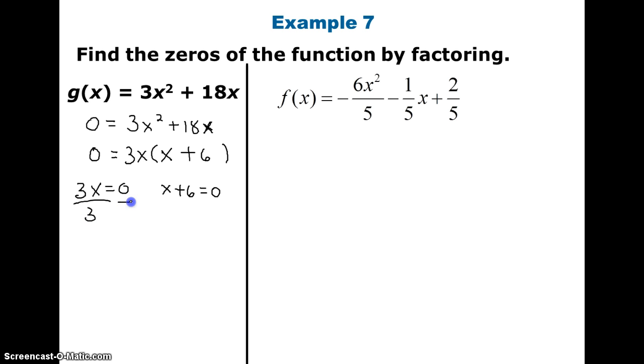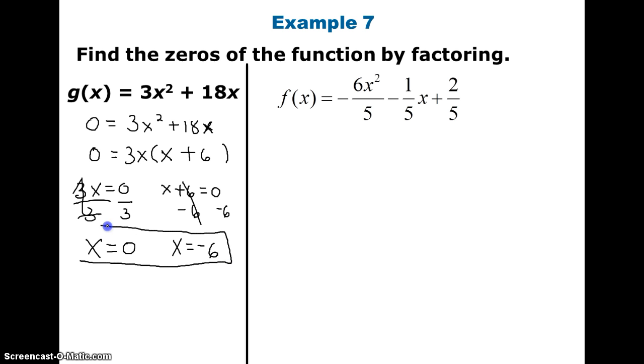Each equation has an x, so you can solve. Divide by 3, this turns into a 1, so x equals 0. So that is one answer, the value of 0. And you subtract 6 from both sides over here, so x equals negative 6. So we have the two zeros, solutions, x-intercepts, 0 and negative 6.